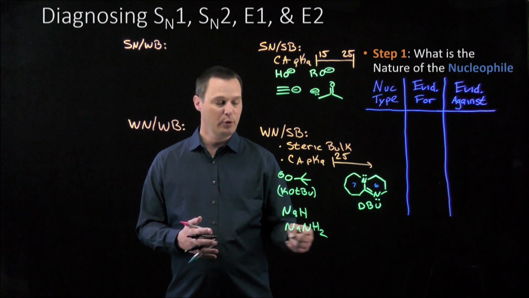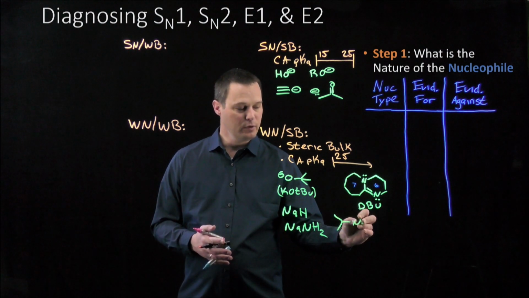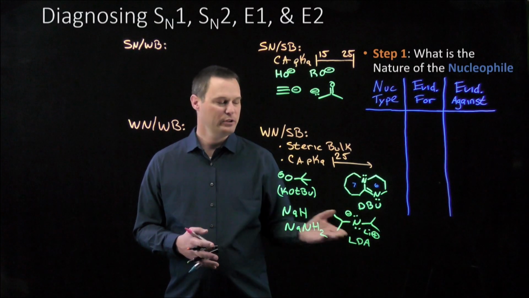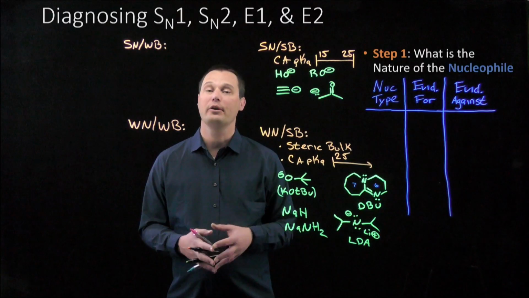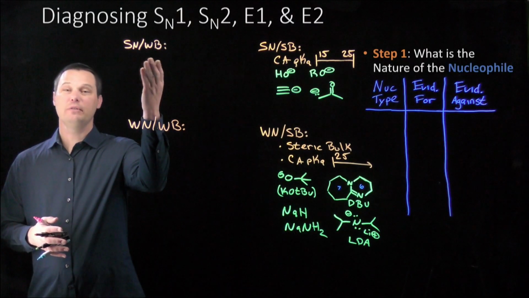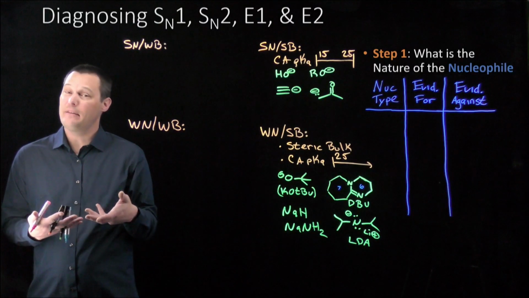In fact, any deprotonated amine would fit into this category, including a very common base that we see later in this course, lithium diisopropyl amide, which goes by the abbreviation LDA. All of these are such strong bases that they're not good nucleophiles. Molecules that are strong nucleophiles but weak bases have a lot of electron density, a full negative charge. They're just not very strong bases.